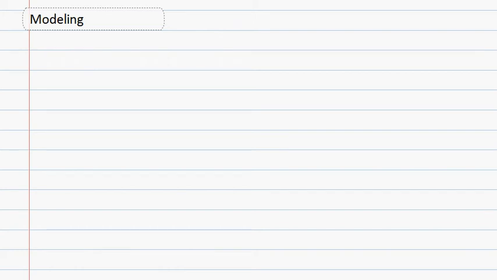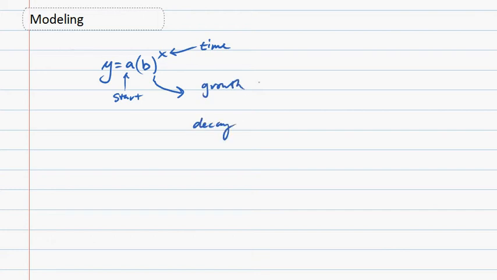Okay, so one thing you could do with exponential functions is you can model things. We just learned that this is the general form, the general way that exponential functions look. Now, the a is always your starting value, your y-intercept, and then x, in this case, most of the time, is going to be representing time. Now, b, we said, was either growth or it was decay. Now, we're going to add one more thing to if it's growth or decay.